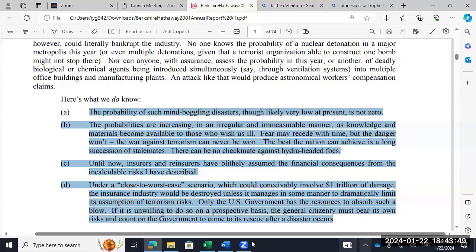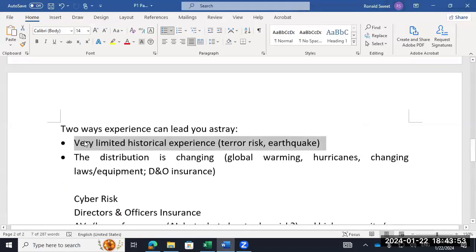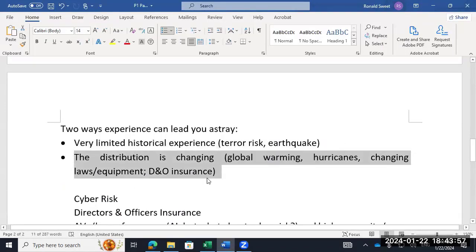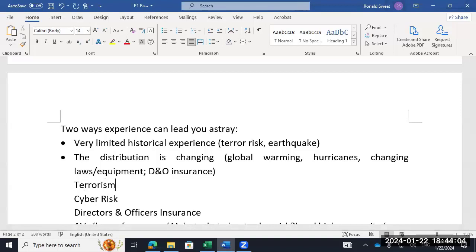Now, is it possible that something that he's talking about here fits in both categories? So very limited history, but it's also changing. And that's where I think terrorism kind of could fit in both. It could be limited experience and huge changes versus history. It could be both.